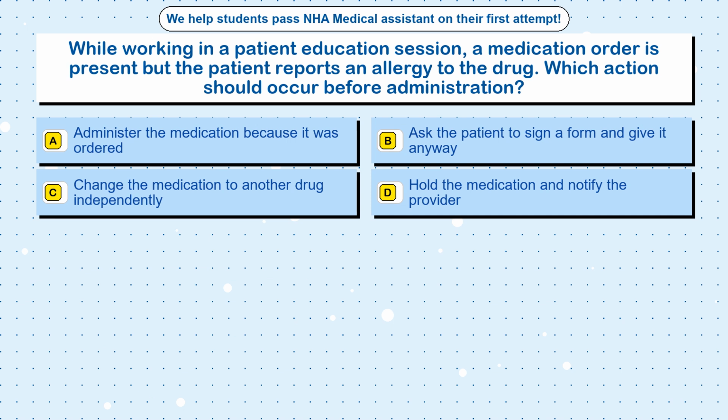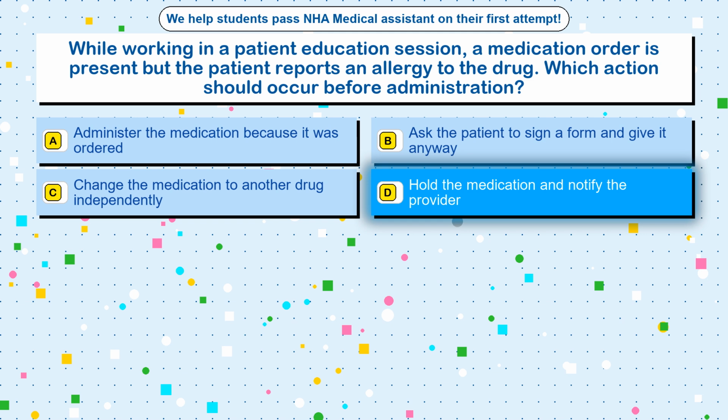Question 74. While working in a patient education session, a medication order is present but the patient reports an allergy to the drug. Which action should occur before administration? Option A. Administer the medication because it was ordered. Option B. Ask the patient to sign a form and give it anyway. Option C. Change the medication to another drug independently. Option D. Hold the medication and notify the provider. The correct answer is option D. Hold the medication and notify the provider.